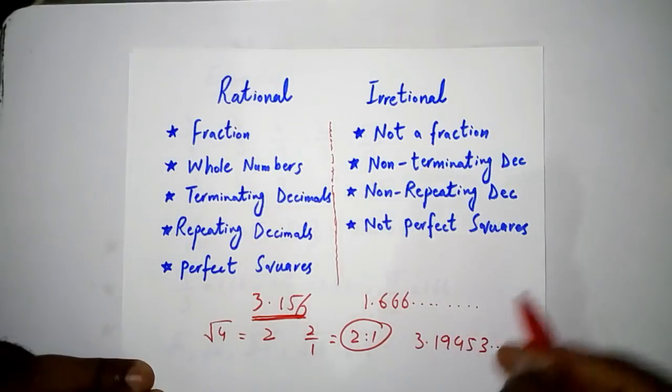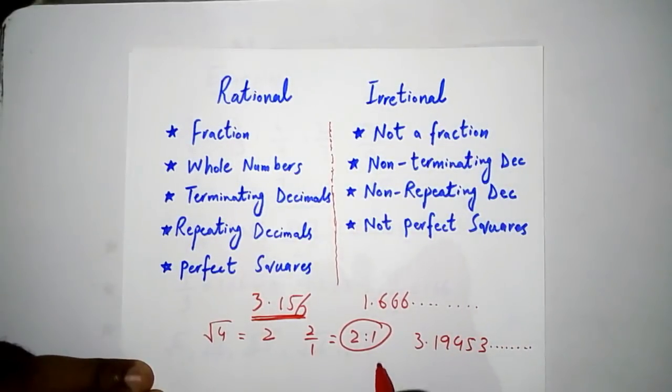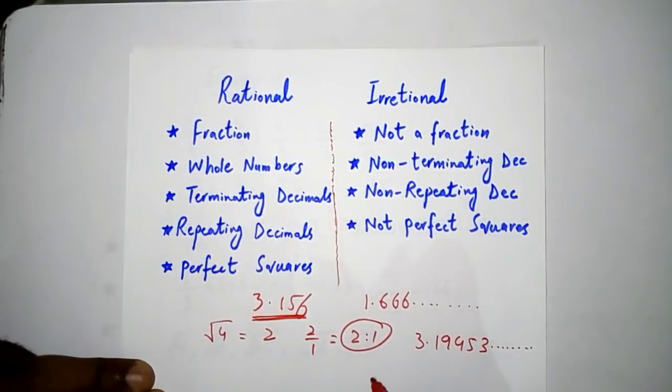And next comes the non-repeating decimals. Okay, if a number is such that it doesn't repeat itself in decimal places like 3.159634557, you can see here there is not any periodic repetition of numbers. 1596344. No number is repeating itself. Okay, so all such numbers are also called irrational numbers.